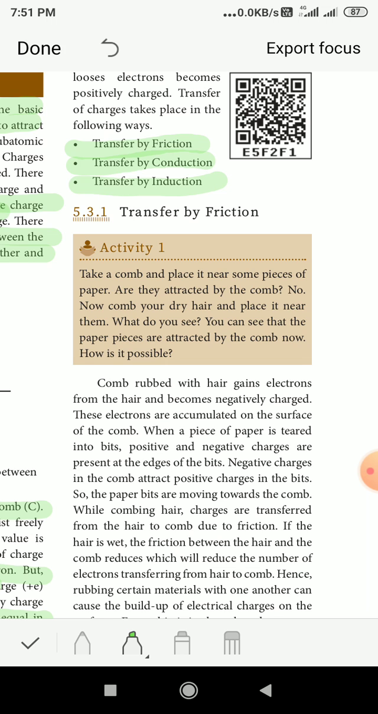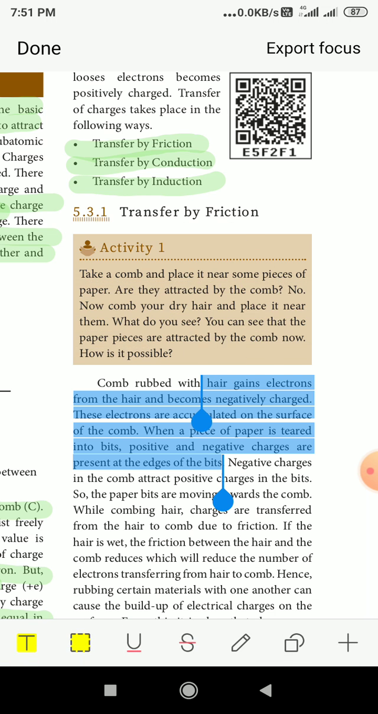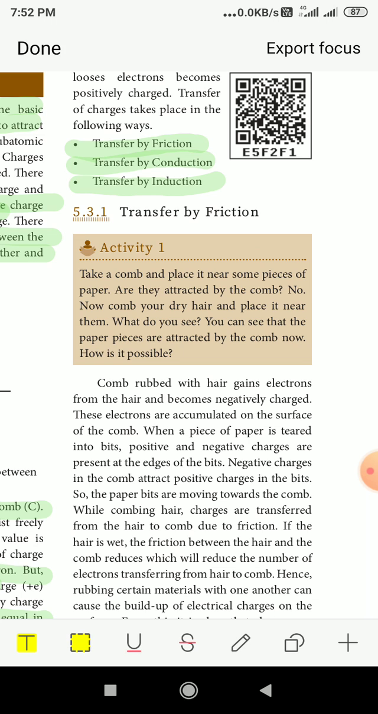Now first we are going to study the transfer by friction. In that, they have given one activity: take a comb and place it near some pieces of paper. Are they attracted by the comb? Yes, definitely it will be attracted. When we take the comb, rub it on our head, and keep it near the bits of paper, the comb will attract the bits of paper. That is because of the friction. By the rubbing, the comb gets charged, and because of those charged particles, it will attract the bits of paper.